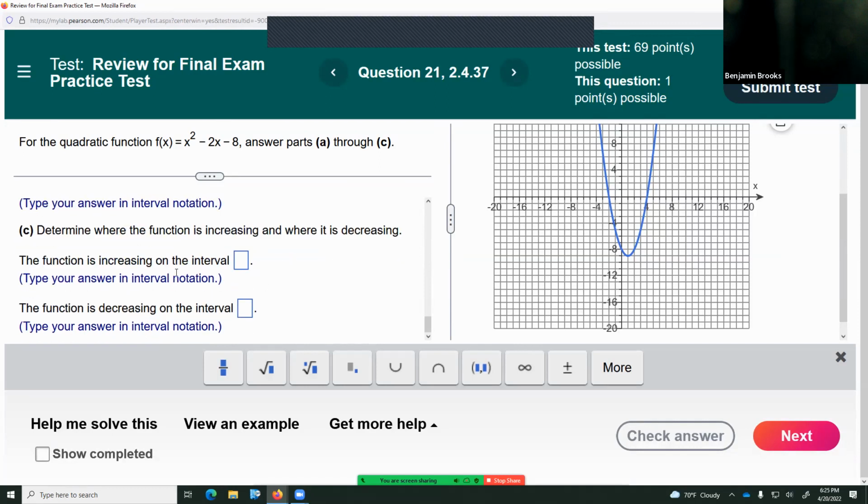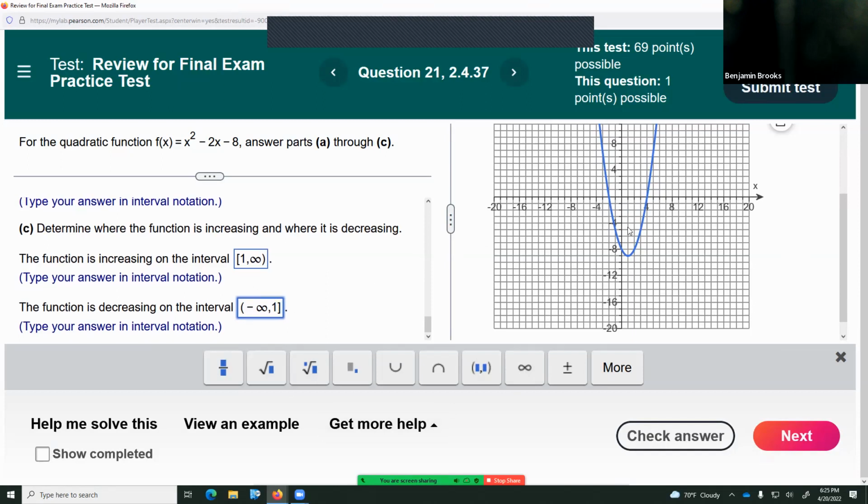Let me see. The function is increasing on the interval from 1 to infinity. It's going up on the right side, basically, and it's going down from -infinity to 1. Well, yeah, -9, I agree, is the lowest, but when we're talking about intervals, we're only talking about the x values.